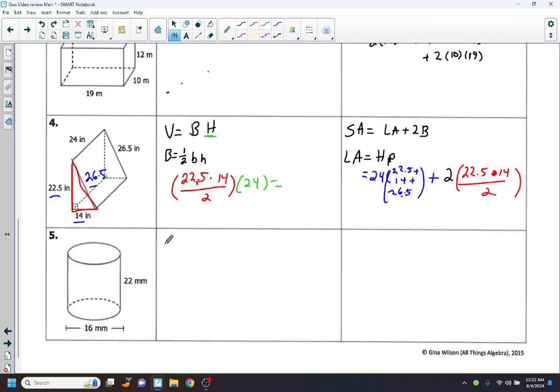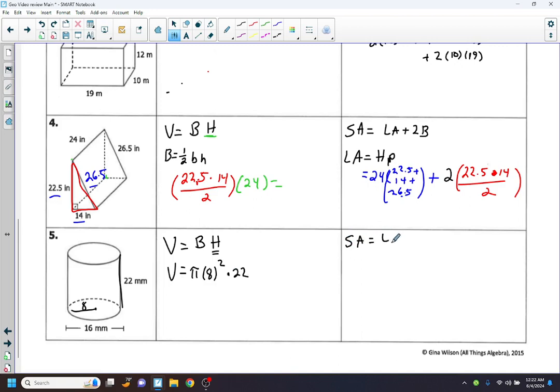This one is a cylinder. A cylinder is a prism. So the cylinder volume equals base times height. In this case, if this whole thing is 16, then the radius is 8. The area for a circle is pi r squared. So pi times 8 squared times the 3D height, which in this case is 22, because this is the distance from one circle to the other circle. Type it in the calculator, you'll get your answer.